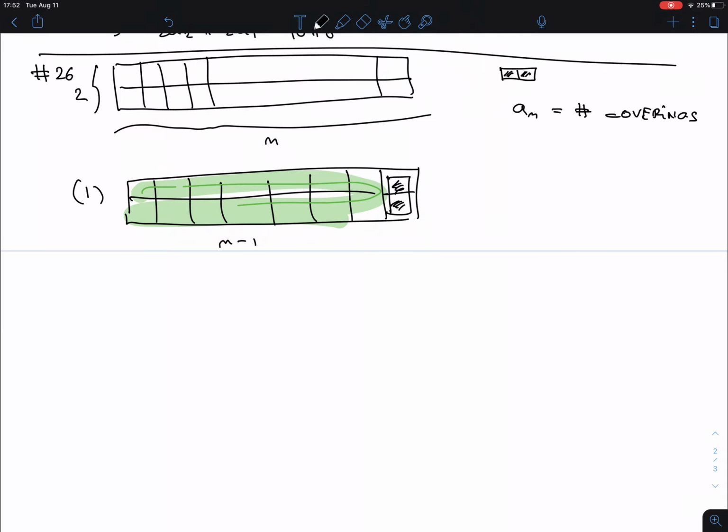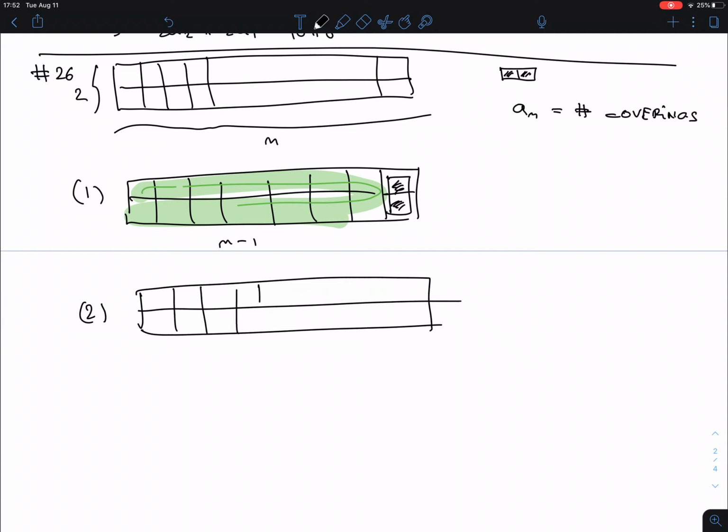Well, so here we had a vertical one, but we could also try to lay a horizontal one, right? But of course, if I put a horizontal one here, I have no choice. I have to put a horizontal one here too. There's really no other way to cover those 2. So what is left here are now n minus 2 tiles. Okay.